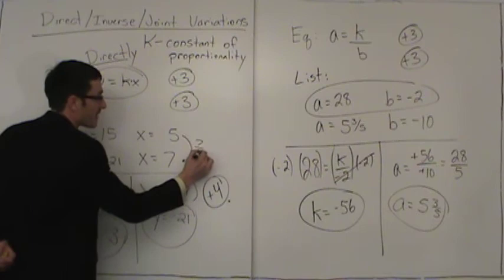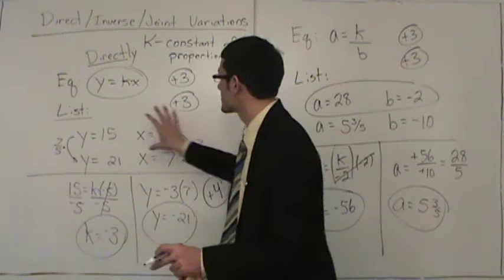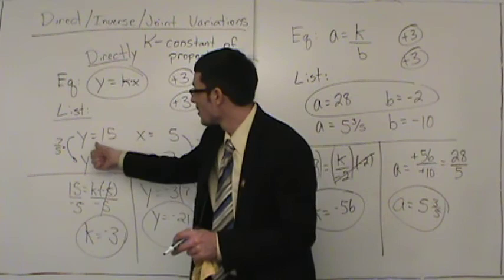Now, if we do the same thing to the other side, if we take 15 and multiply by 7 over 5, we get 15 times 7 over 5 is 21. So directly basically means both sides are being multiplied by the same thing. So notice, from 5 to 7, X went up. Notice, Y also went up. So they're doing the same thing.